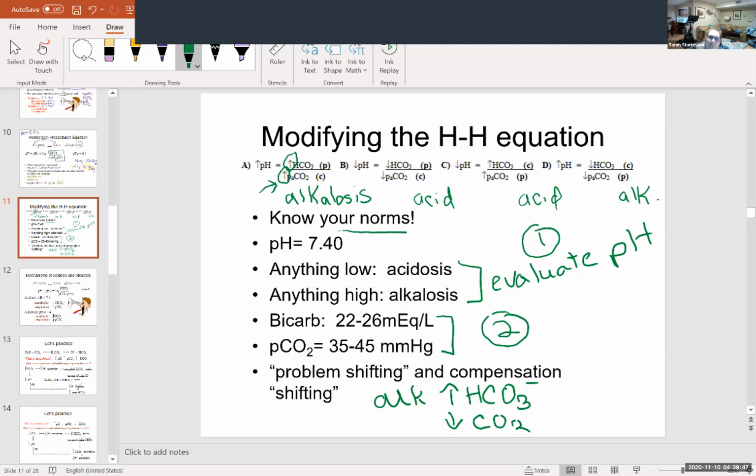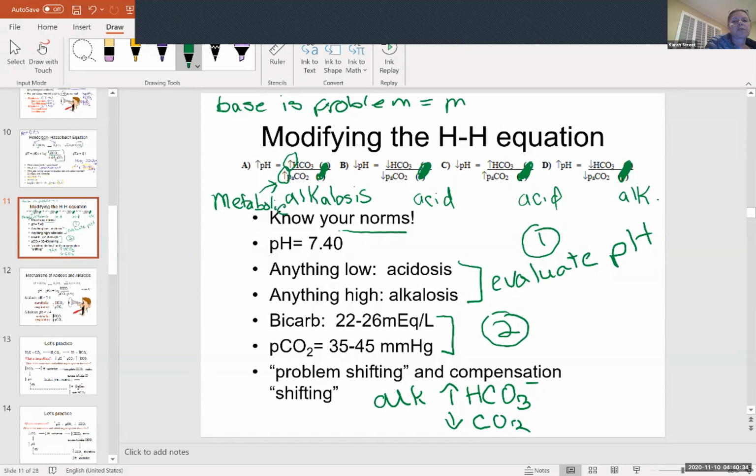But look. If you really know your stuff, you don't need that there. I should be able to cross that stuff out. And you should be able to figure out which one is the problem and which one's the compensation. Okay. So when the base is the problem, we say the patient for letter A has metabolic. When the base is the problem, it's a metabolic issue.